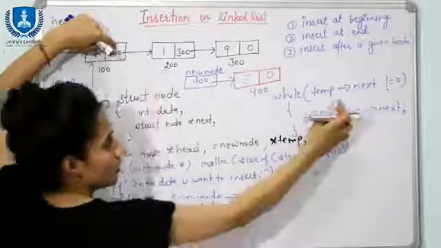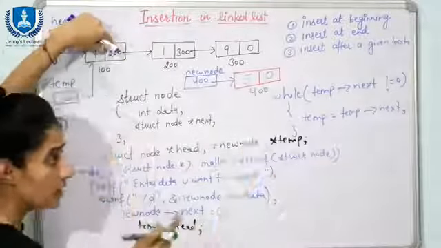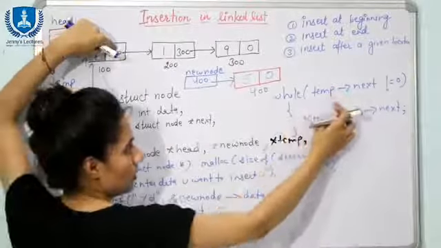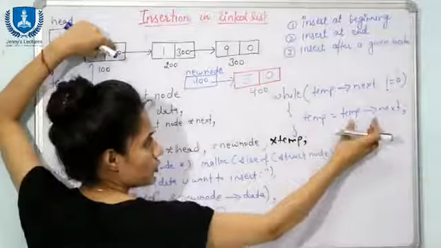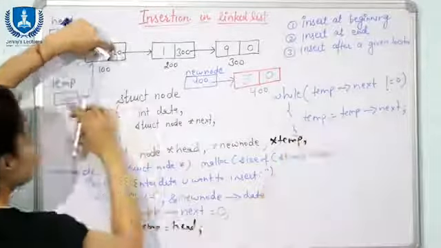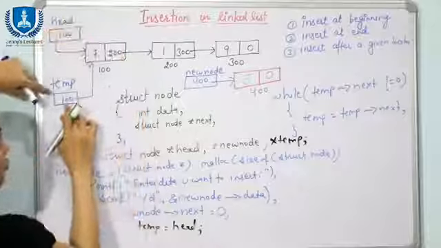Containing 200. 200 is not equal to null. Yes, this condition is true. So now control will enter into this loop. Now temp of next is going to be stored into temp. Temp next is what? 200. Now 200 is going to be stored in temp.